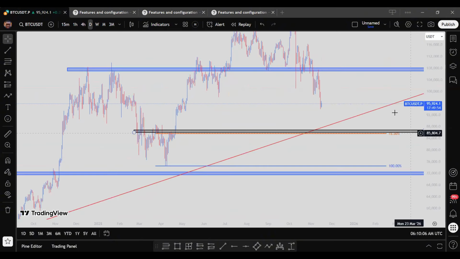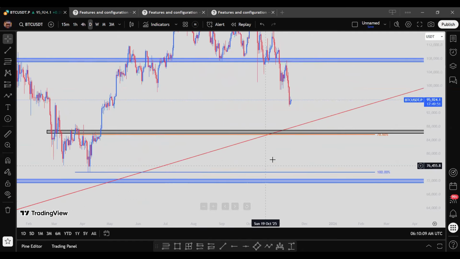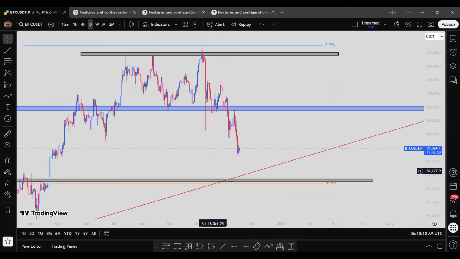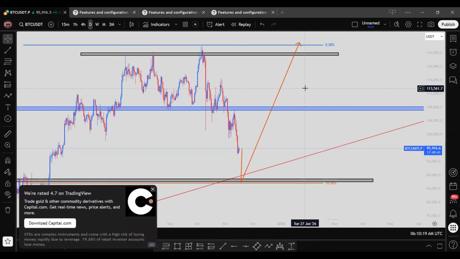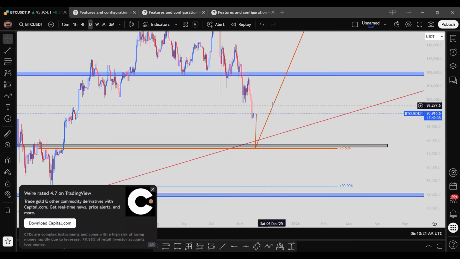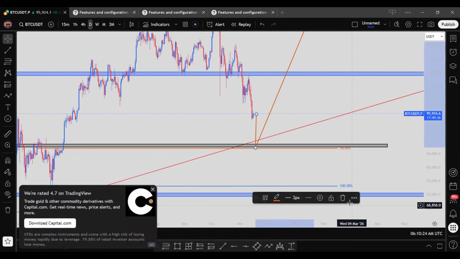So I'm just expecting price to go into this zone. After price gets into this zone, I'll be more interested in getting into a buy trade. It's just going to be like this. After price gets into here, I'll be interested in getting into a buy trade. That's my outlook on Bitcoin at the moment, and how I'm looking to trade Bitcoin.